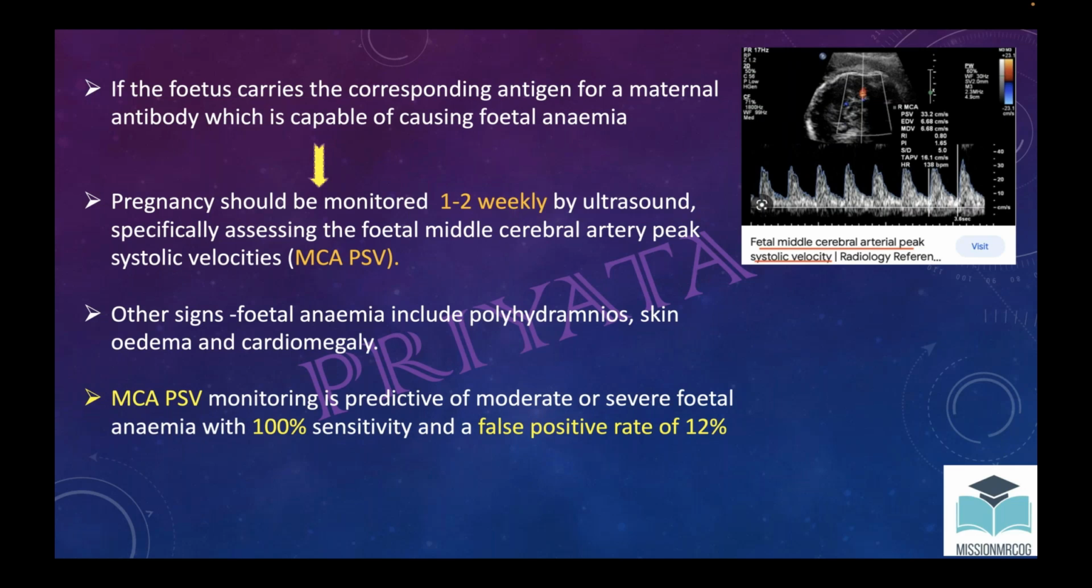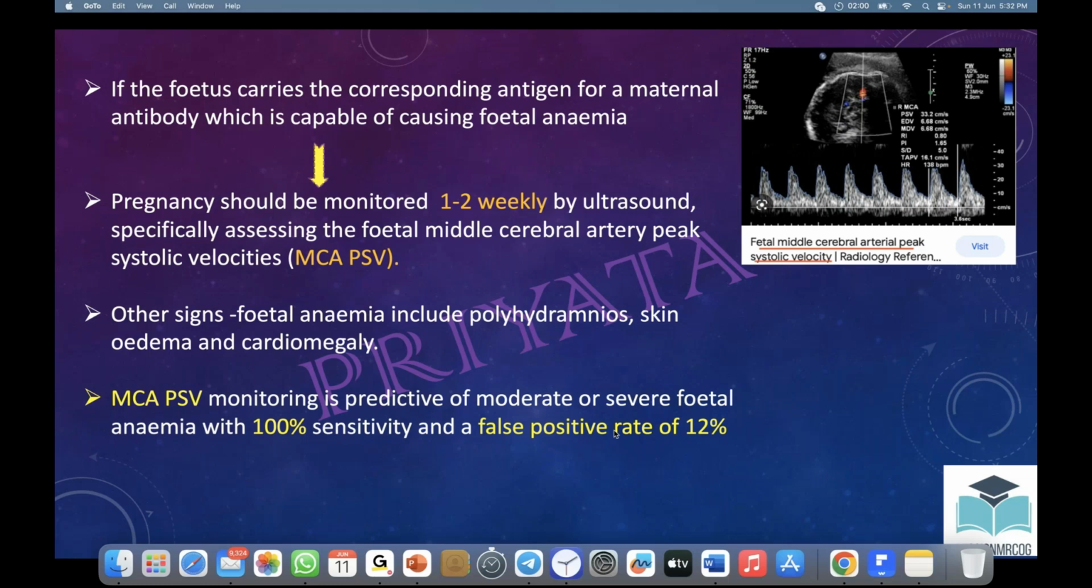Now, other signs could be polyhydramnios, edema, and cardiomegaly, which I have already explained. Now this question also comes. MCA PSV has a predictive value of 100%. Sensitivity is 100%, and it does have a false positive rate of 12%. I have seen this question, so these numbers are important.